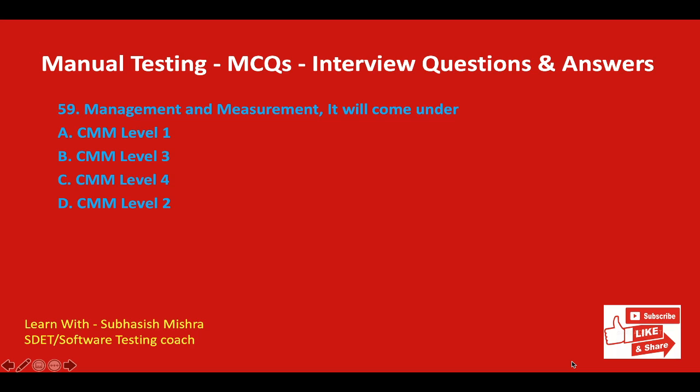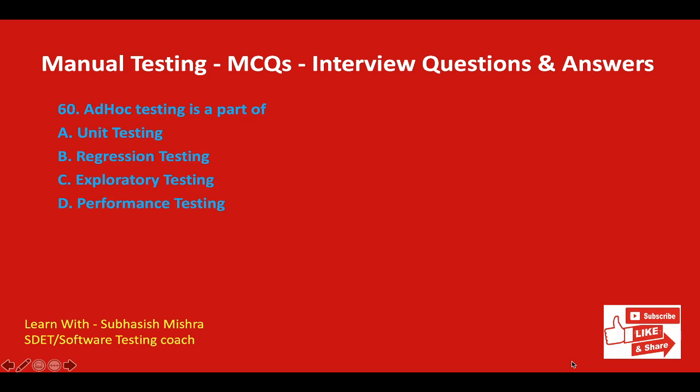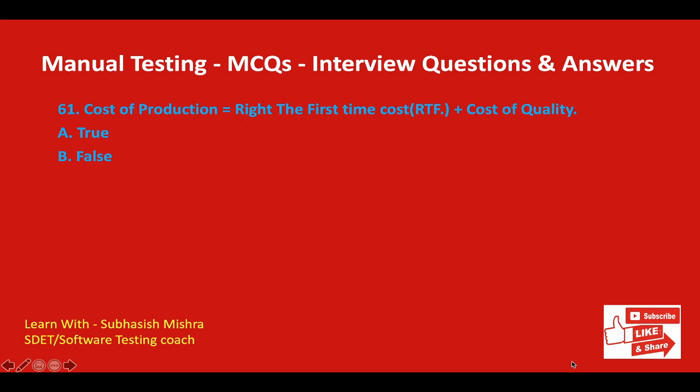Management and measurement. It will come under what? CMM level 1, level 3, level 4 or level 2. Answer is CMM level 4. Management and measurement, it will come under CMM level 4. Okay, let's move to the next. Ad hoc testing is part of unit testing, regression testing, exploratory testing, performance testing. It is part of exploratory testing. Okay, let's move to the next one.